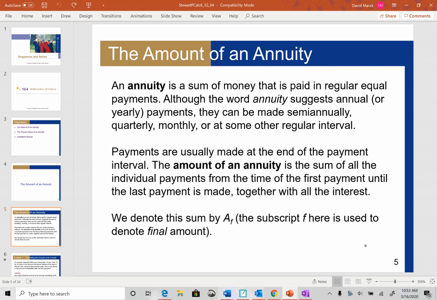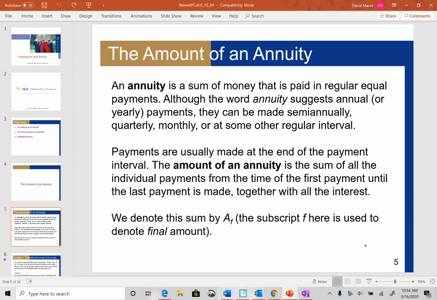Could be annual, semi-annually, quarterly, monthly. Sometimes you'll have it taken out of every single paycheck. Payments usually made at the end of an interval, so that's an interesting thing you got to pay attention to here as we go through and look at some of these charts and diagrams and how things are calculated.